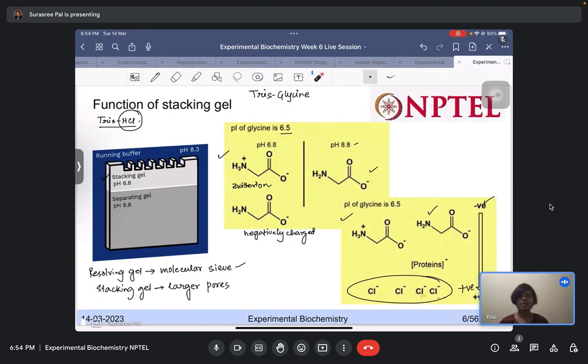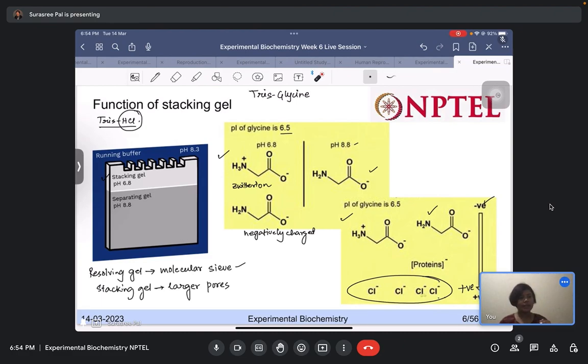Now these chloride ions migrate very fast, and they come to the junction between the stacking gel and the resolving gel. And thus it also takes the protein molecules to this junction between the stacking gel and the resolving gel. So this forms a very tight zone or a tight band of the protein molecules. This forms a stack, or a line from where the proteins now enter the separating gel, and the proteins migrate according to their molecular weight.